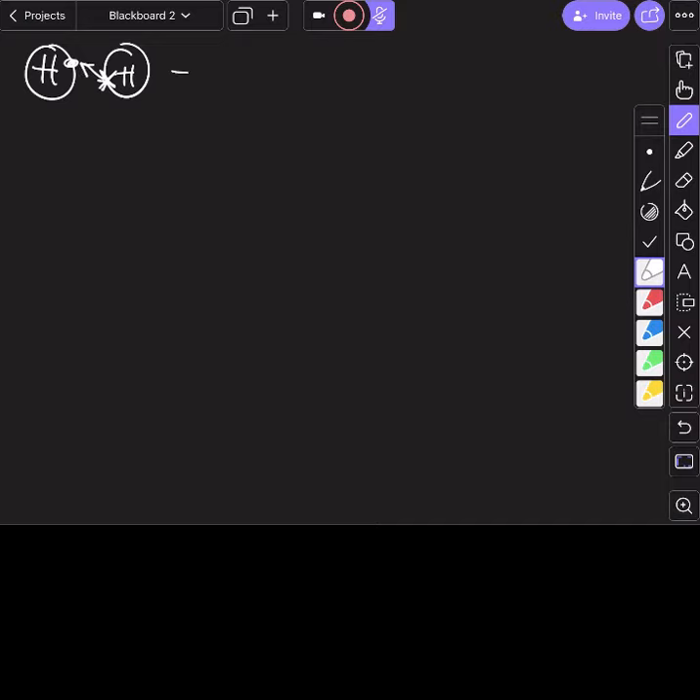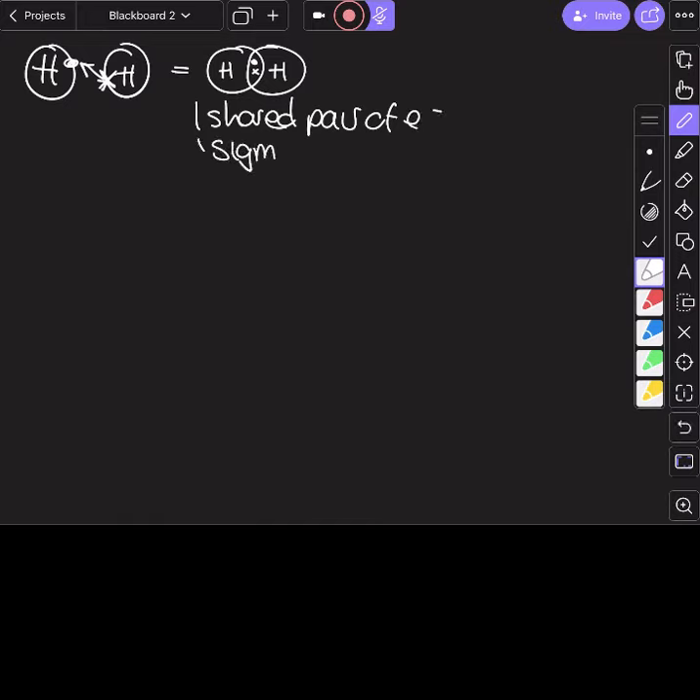So our after picture is kind of like a Venn diagram, at least I draw it like a Venn diagram. So we have a dot and a cross, and we have an H and an H, and this is one shared pair of electrons. I'm going to give you its description and we'll come to it later. It is one sigma bond, it's called, and we'll talk about what that actually means.